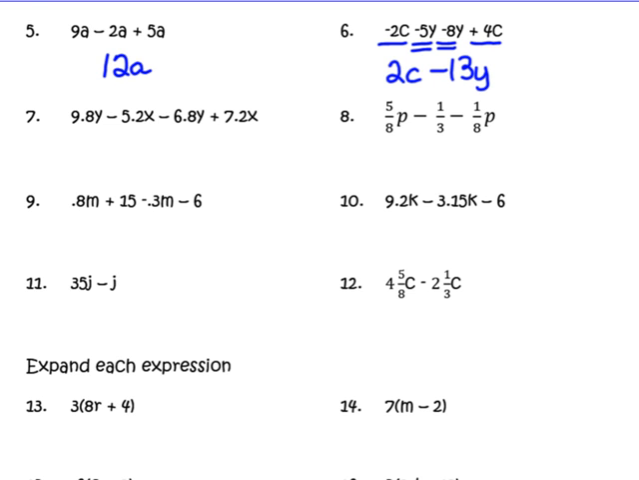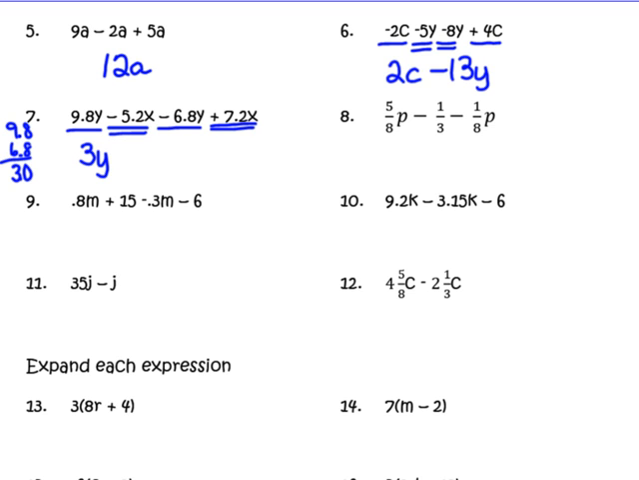Number 7, scanning across the problem, I see y's and x's. 9 and 8/10 y, and negative 6 and 8/10 y. 9 and 8/10, subtracting 6 and 8/10. I'm going to get 3 and no tenths. So 3 and no tenths is just the whole number 3. So 3y's.